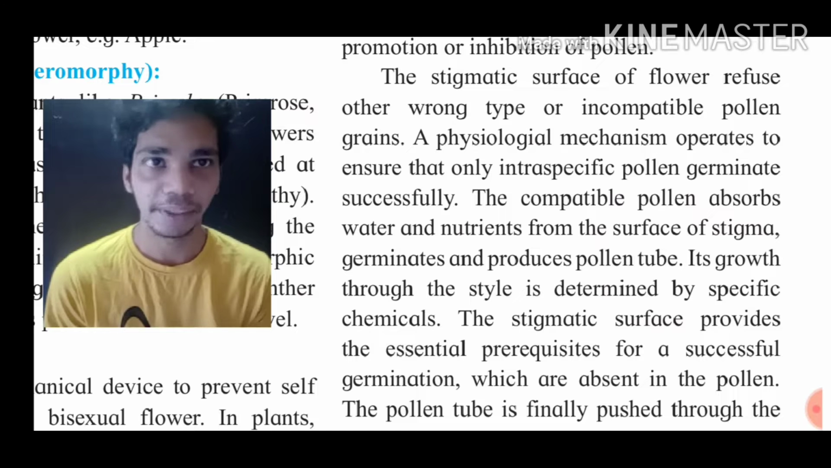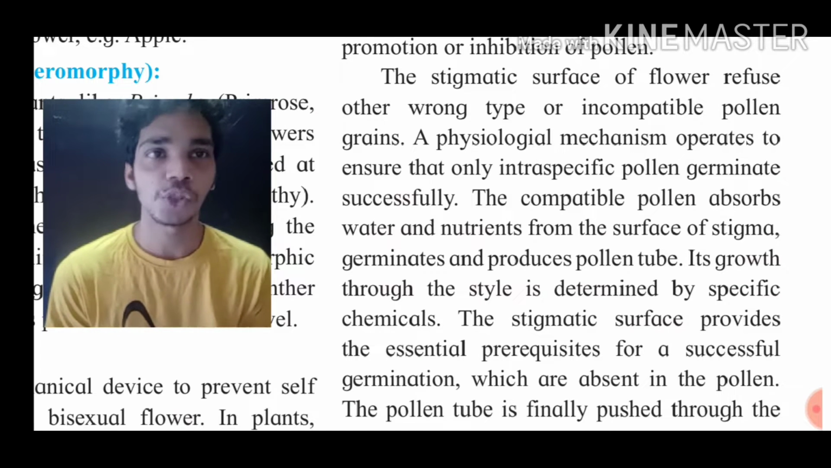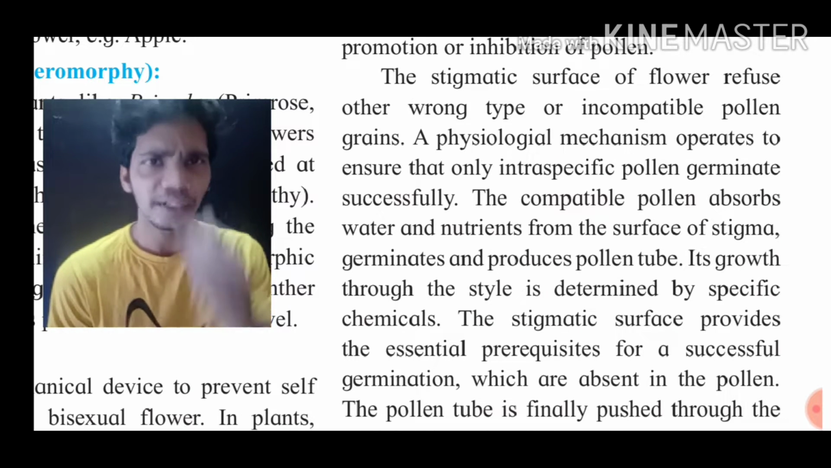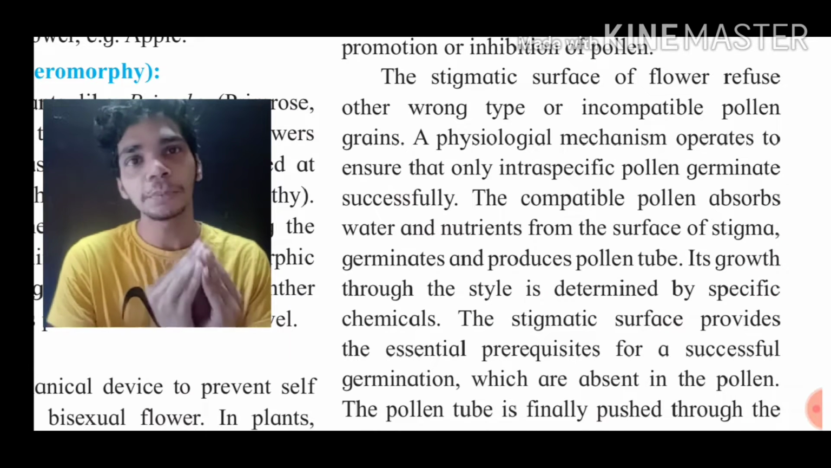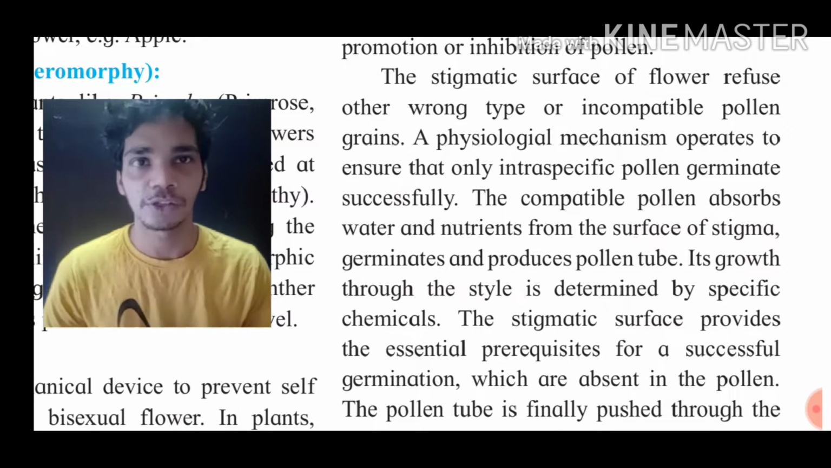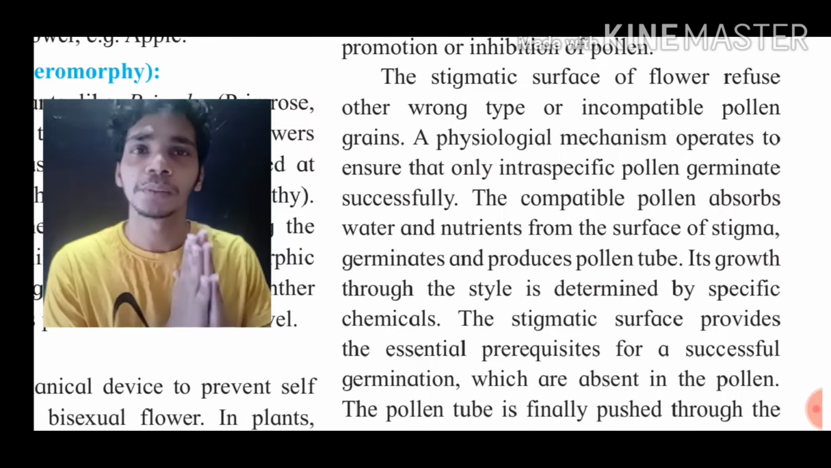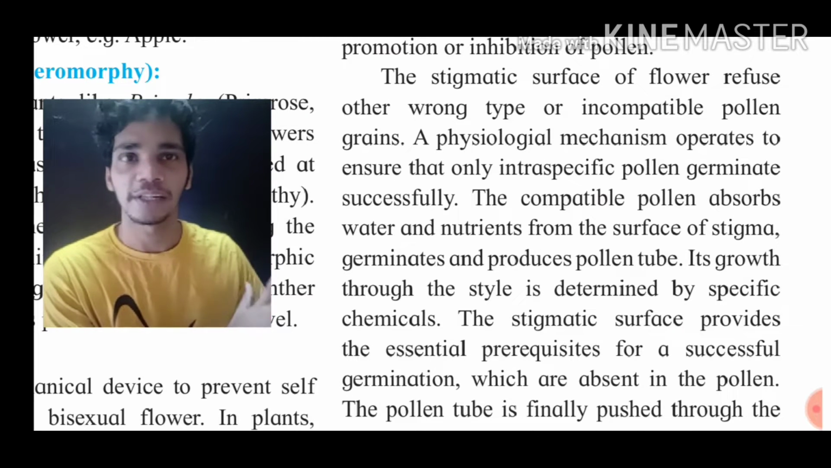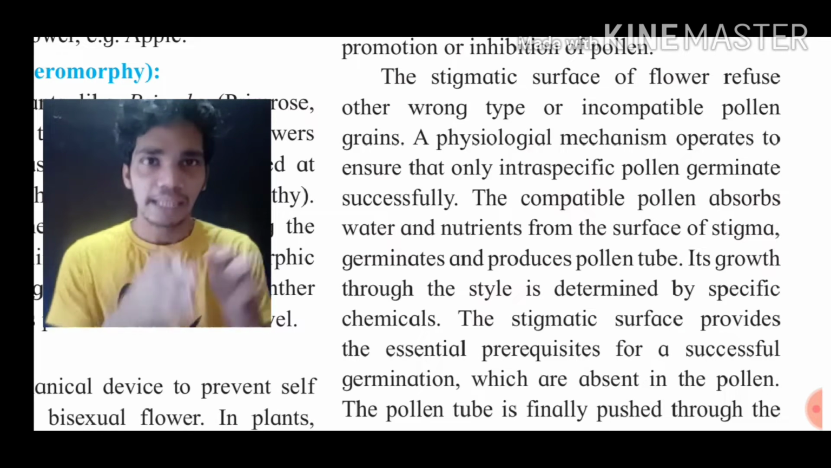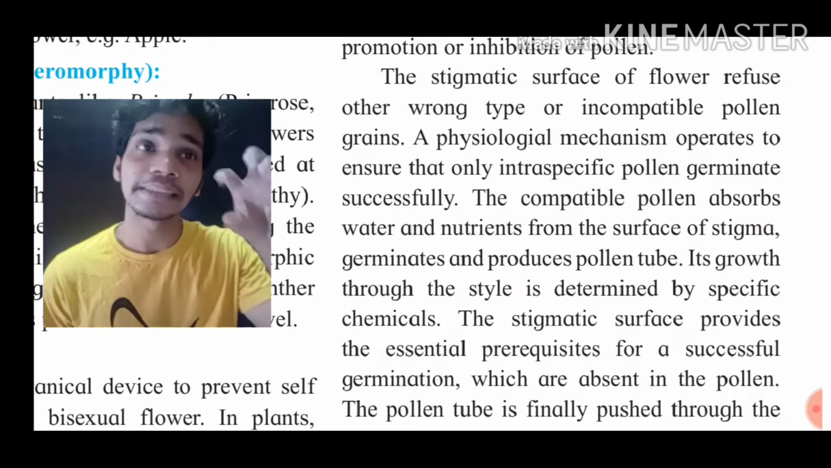That is the first line I'm reading. A physiological mechanism operates to ensure that only intraspecific pollen is accepted. What is intraspecific? On one species, we have learned in the pollination process about self-pollination and cross-pollination. Cross-pollination enables variation, and self-pollination does not enable variation. So that part is considerable here.